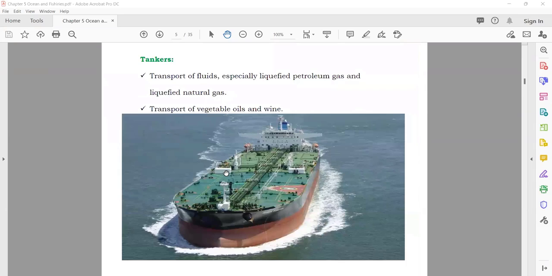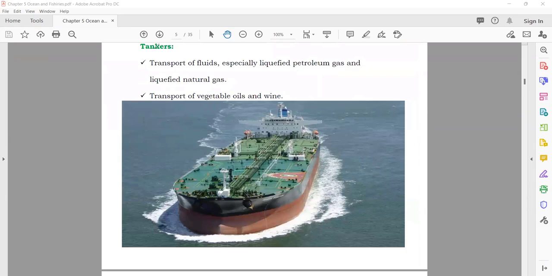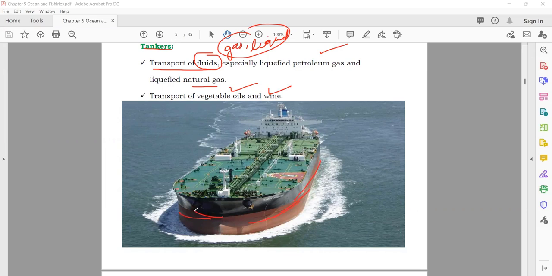After that, another type of ship is a tanker. In the tanker, from the name, you can say it transports fluids. Fluid means liquids and gases. As a chemistry student or a physics student, you know, whenever the word fluid comes, it means gas or liquids. Both come in fluids. So whenever you want to transport a liquid or a gas substance, for example petroleum or liquefied natural gas, or sometimes vegetable oil or wine, from one place to another, they're using the tankers. The difference here is that there are tanks down here. All the things which you're transporting are stored here. So this is another type of transportation used in the sea, that is tankers.